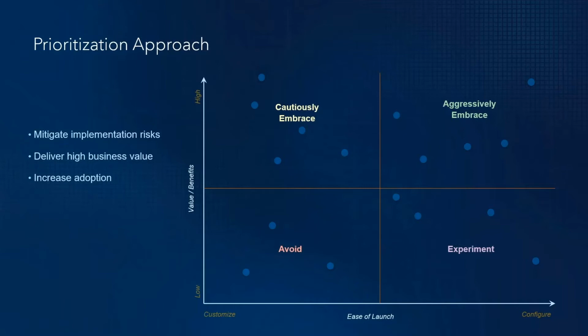So looking at the x-axis, the ease of launch from more of the customization end to start with, all the way to configuring. So if it's really easy to launch, you're focusing on the configuration component. That's the area where there's not going to be a lot of coding. And then if you look at the y-axis, the value and benefits it brings to the organization. Is it low? Is it high? And so out of this quad, you really want to focus in on the upper right hand.